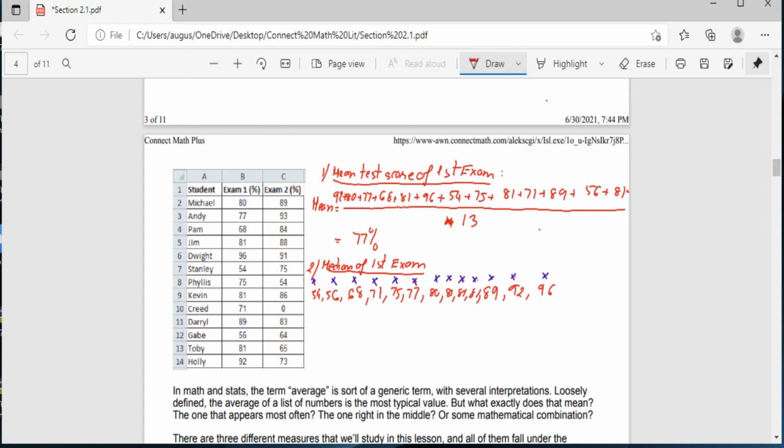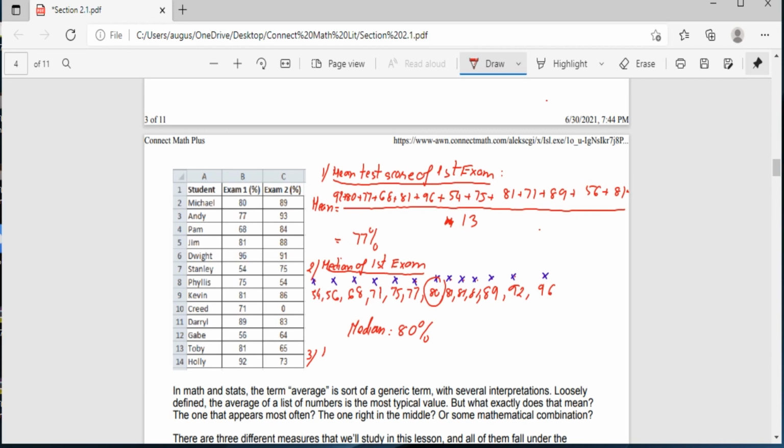So the median will be the middle one. So I mean 6 over here, 6 over here. So the median should be 80%. Right? 80. We got the median right here. All right. So that's the median. Okay, oh, this took me so much time.